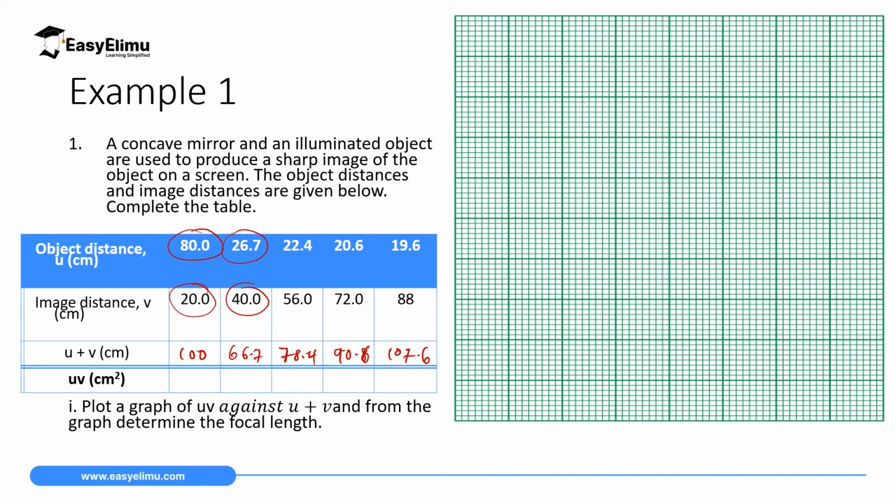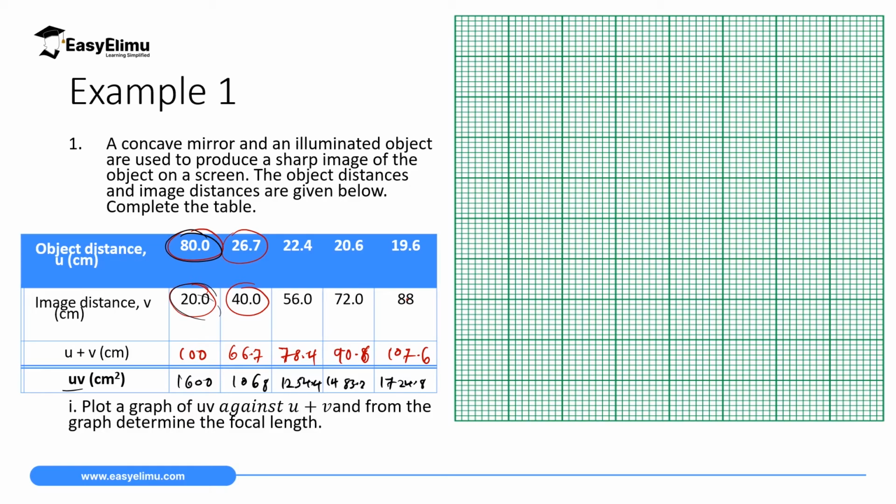Then the last one is going to give us 107.6. Then now the second part is we multiply UV. So we're going to multiply the first value like 80 times 20. And here is going to give us 1,600. The second one is 1,068. The third one is 1,254.4. The fourth one is 1,483.2. Then the last one is 1,724.8. So after you have done that, then now you plot these values on the graph page.